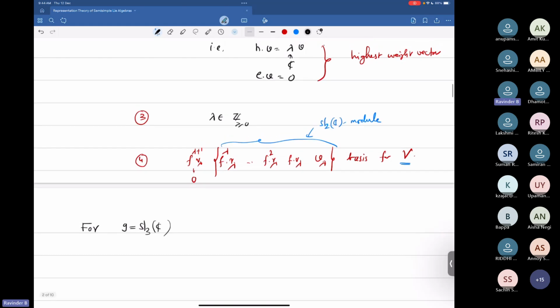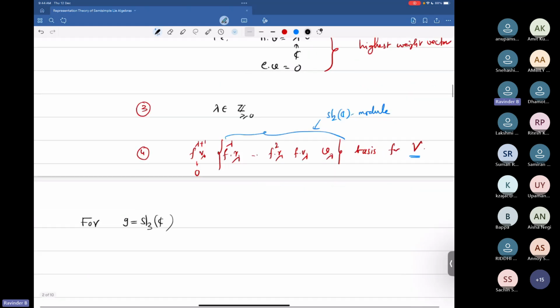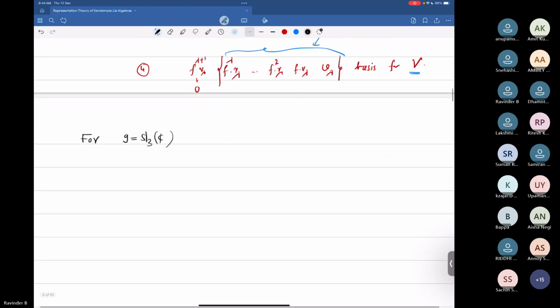Okay. So I want to do the same thing for SL3C. So I have an irreducible representation, right? V is a finite dimensional irreducible representation of SL3C. That means there is a map from SL3C to GL(V). So the question now is, what do you associate to it?